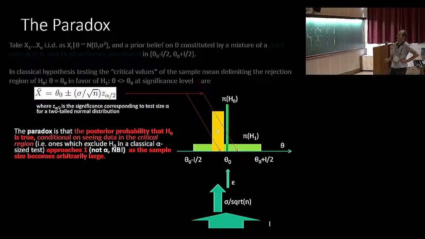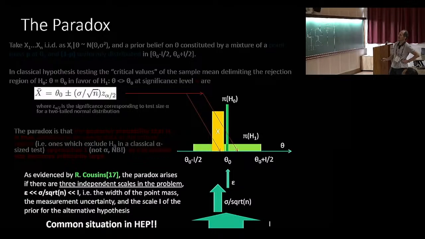So the paradox here is that the posterior probability that the null hypothesis is true, conditional on seeing data in the critical region that you have defined, that is a region that doesn't accept this point of parameter space, the probability that this happens approaches one. So for a Bayesian, the probability that you accept the null becomes one, although you are in the critical region where, with an infinite data set, you should be able to reject the null. So basically, a Bayesian and a frequentist will draw opposite conclusions upon seeing data in this kind of setup when n becomes large. And this has been shown to arise when you have this kind of point mass situation.